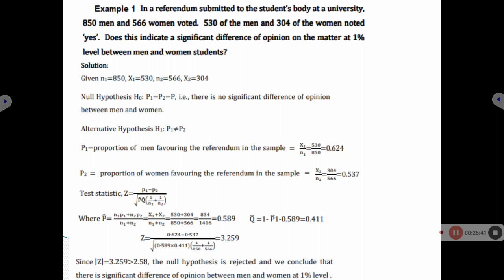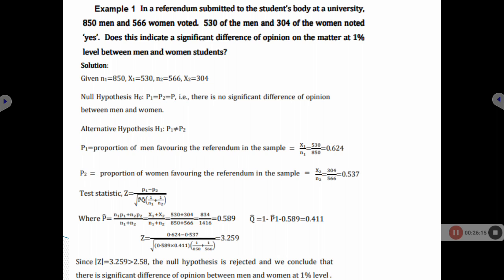So our proportion P1 is the proportion of men favoring the referendum in the sample, that is X1 divided by N1. X1 value is 530 and our N1 value is 850. So the value of P1 is 0.624. Similarly, P2 is the proportion of women favoring the referendum in the sample, X2 divided by N2. The value of X2 is 304 divided by the value of N2, 566. So the P2 value is 0.537.